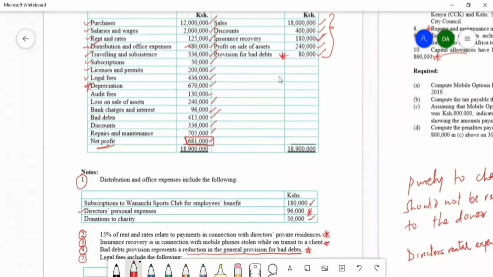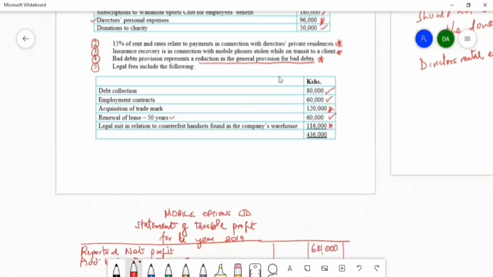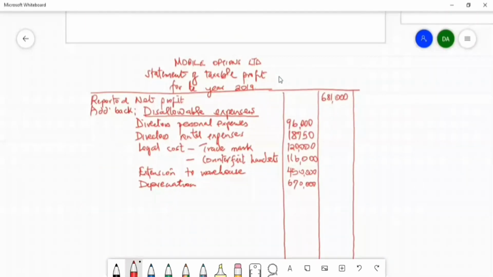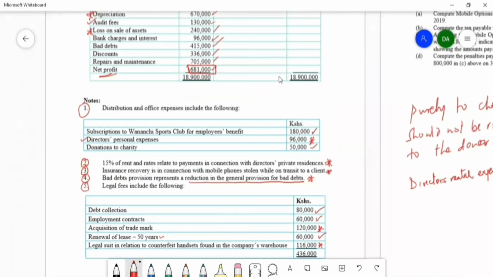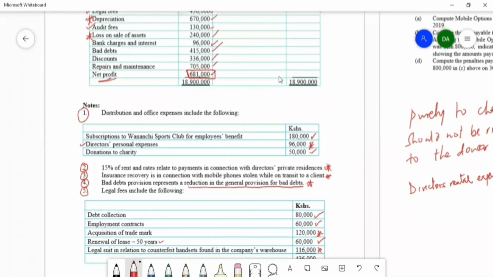The next one is audit fees. Audit fees is an allowable expense. Loss on sale of assets is not allowable. So that one we also add back. Loss on sale of assets is 240,000.